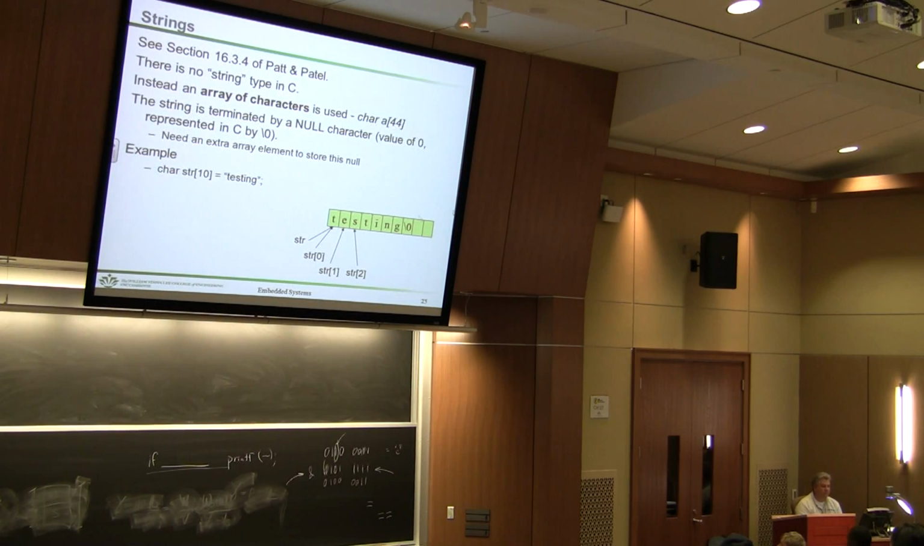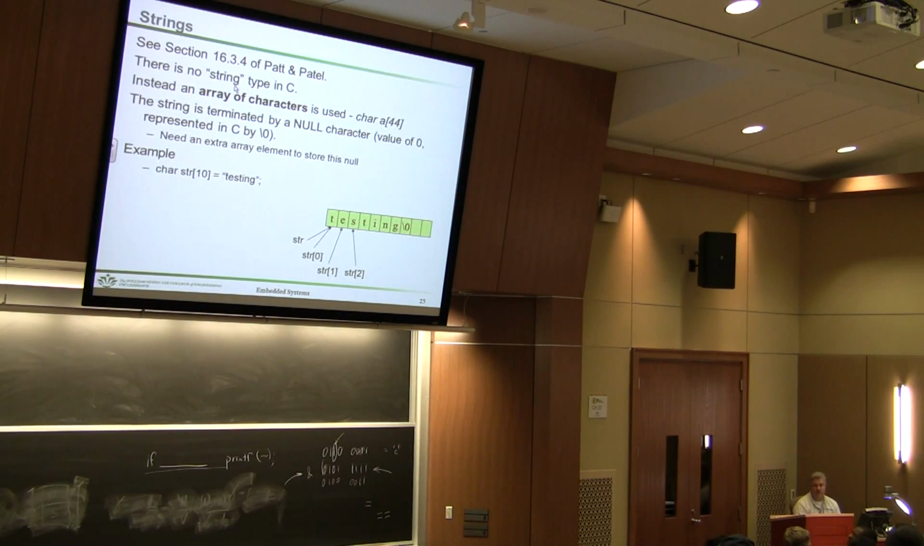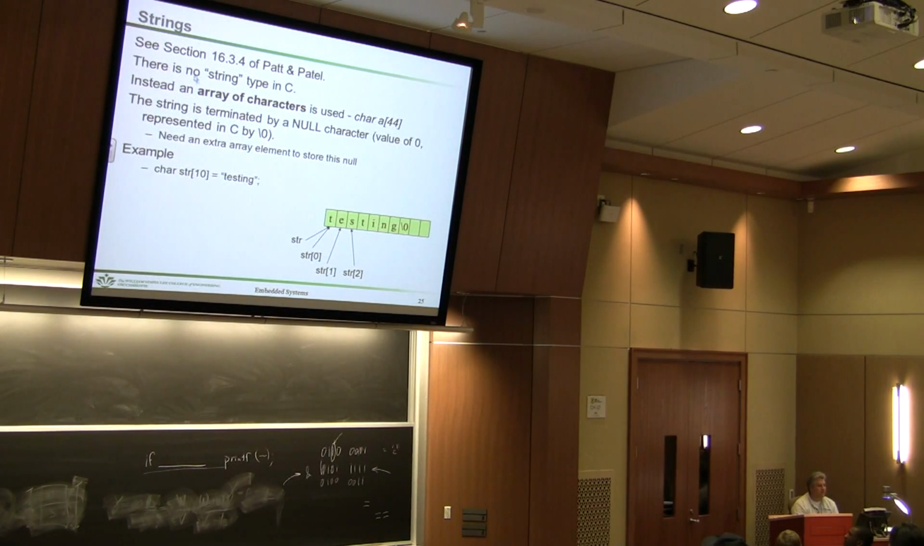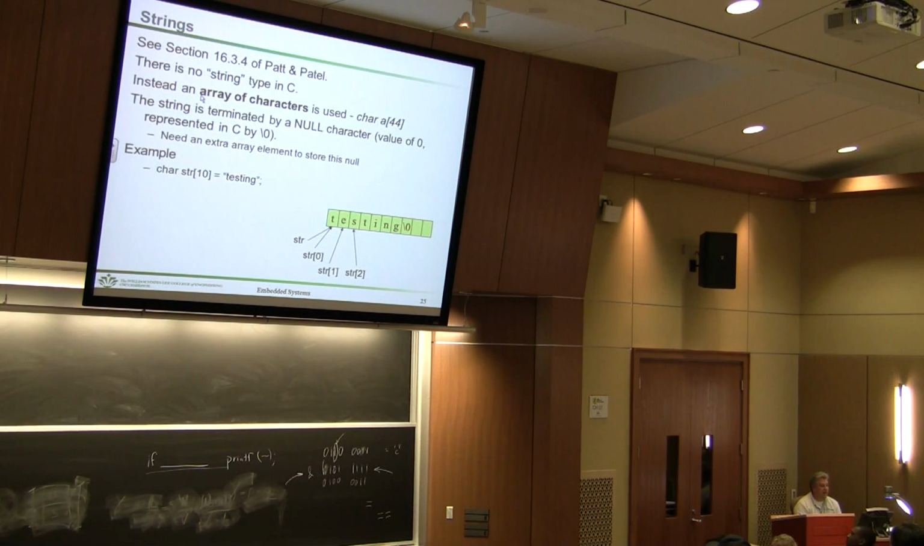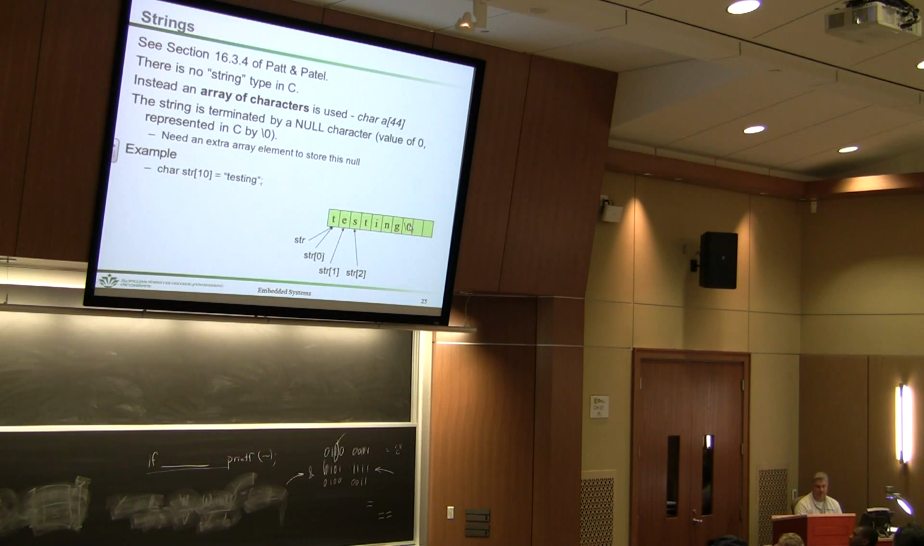So I have a string, and the address to the beginning of this string is going to be called str. The address of the first element in the string is the exact same thing. And thereafter, str[1], str[2], etc. When you store any sort of information into the string, a null character is put at the end of it.